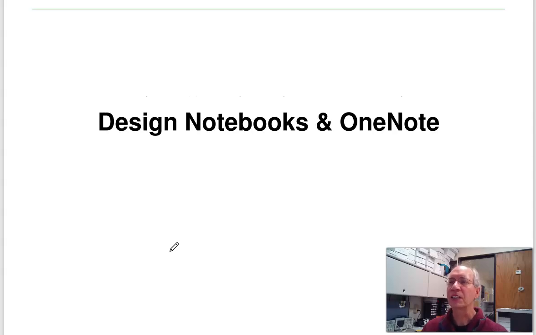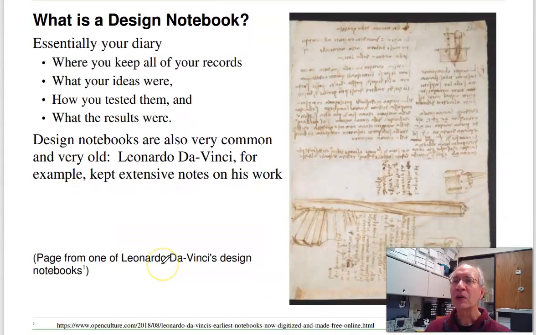The second thing to look at today would be your design notebook and Microsoft's OneNote. Now, design notebooks have had different uses over the years. Essentially, your design notebook is your diary. It's where you keep all your records. It keeps your ideas. It's where you record what your ideas are, how you tested them, what the results were. And design notebooks are very, very old. Leonardo da Vinci, for example, kept extensive design notebooks for his work. This is one example of it.